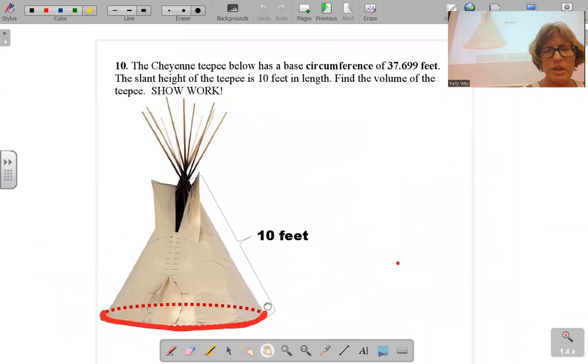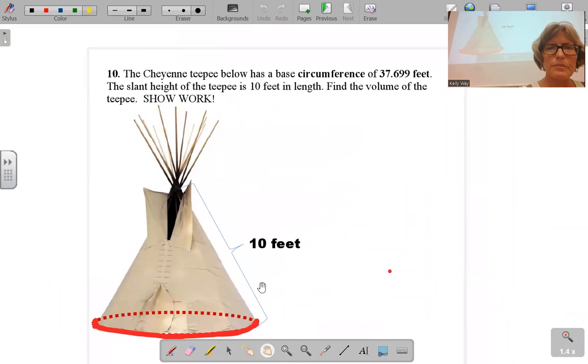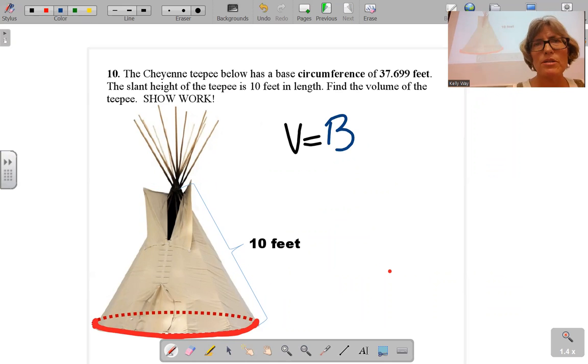Max, read for us, please. Giant TP below has base circumference 37.69 and the slant height of TP is 10 meters. Find the volume of the TP. Okay, so let's just start with our volume equation. Volume is what? Just the equation. Base, times the height over 3.